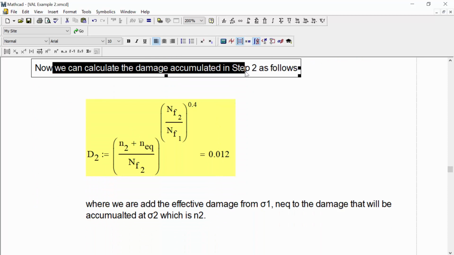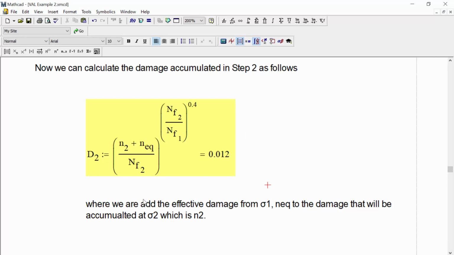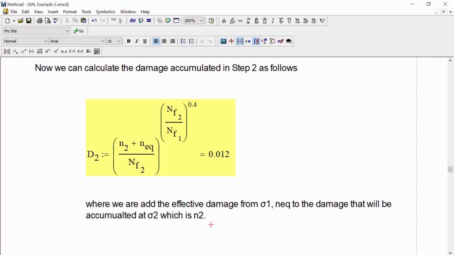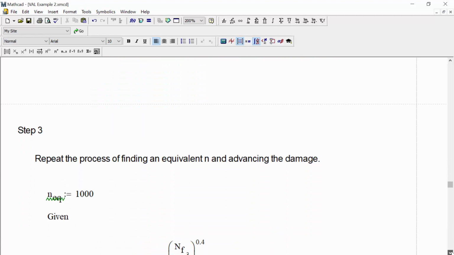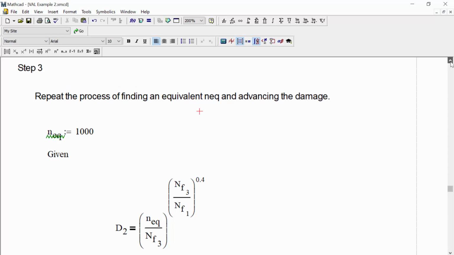Now we can calculate the damage accumulated in step 2 by taking the prior damage from step 1 plus the number of cycles at step 2 to get damage at 2 equal to 0.012. All right, where we've added the effective damage from sigma 1 using NEQ, and that will accumulate to give us D2. Now we just have to repeat this process for every step. We'll repeat the process of finding equivalent N, so NEQ, and advance our damage state.